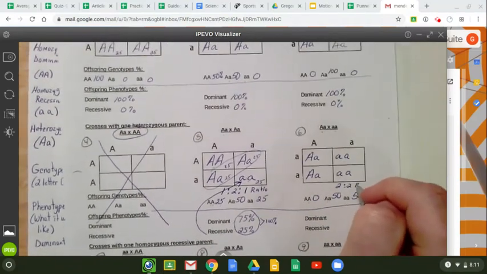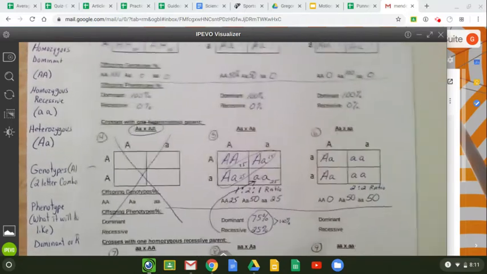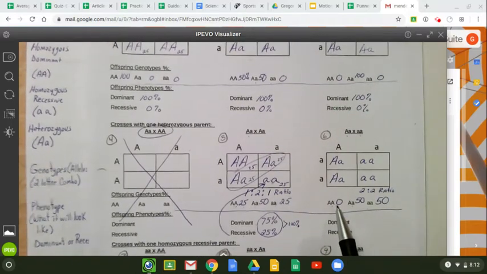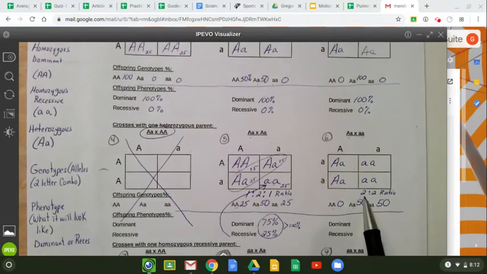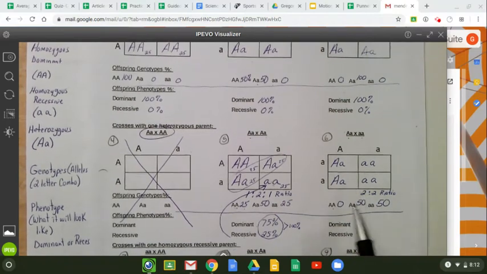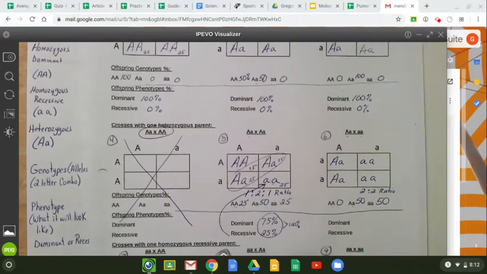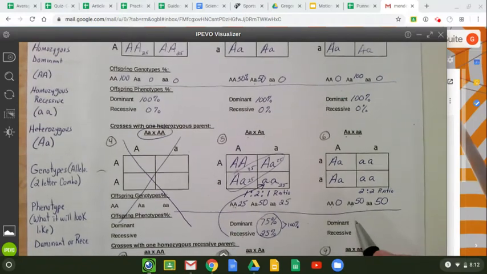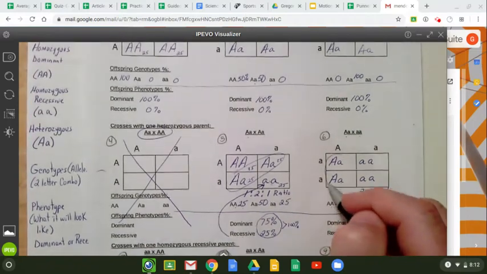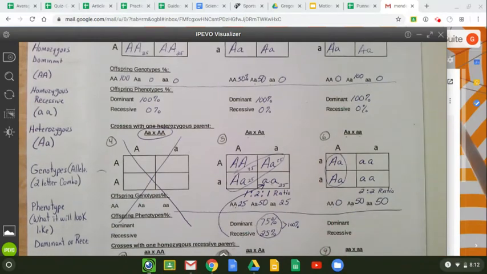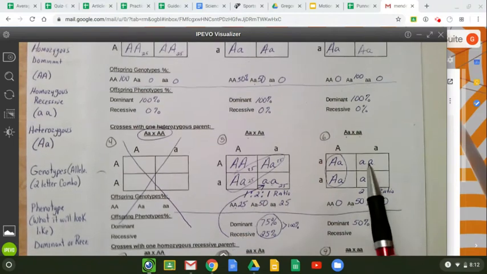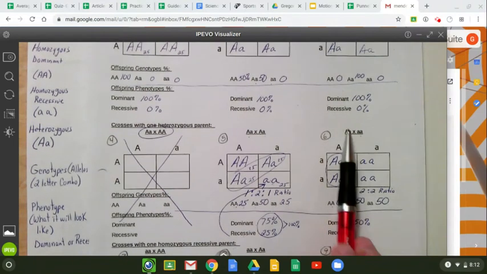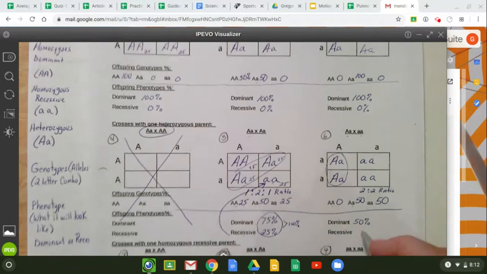Now, why don't we put a 0? You don't need to. Just put the 2 that are represented in this case, because these 2 numbers should equal the 4 boxes. 2 plus 2 is 4. All right, how many are dominant? What percentage is dominant? Well, there's only 2 boxes with a capital letter in it. 2 out of 4 is 50%. And then recessive, 50% of their offspring will be recessive.